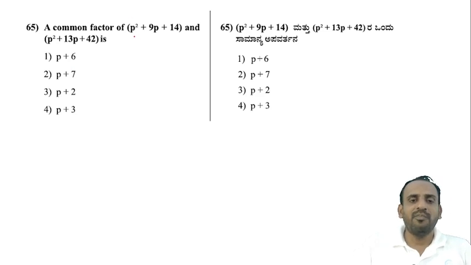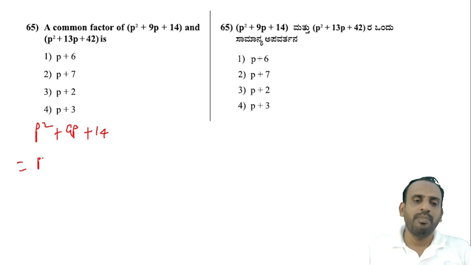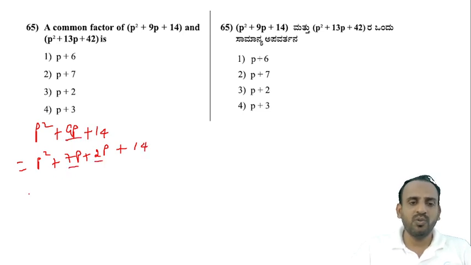A common factor of p square plus 9p plus 14 and p square plus 13p plus 42 is what? Okay, now let us see. We'll go one by one. P square plus 9p plus 14. We can write it as p square plus 7p plus 2p plus 14. Instead of 9 we are writing 7 and 2, because 7 plus 2 is 9.